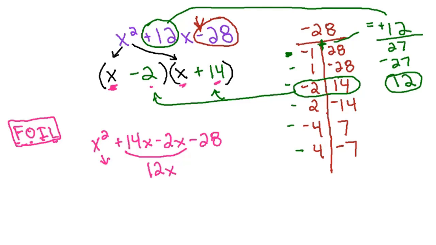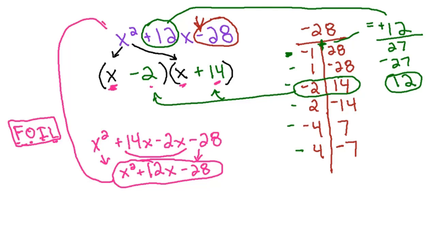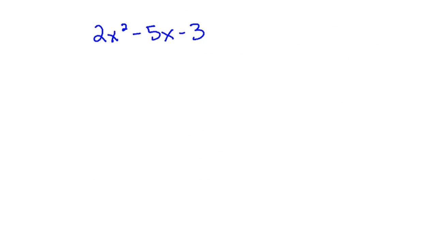And then you just bring these down. X squared, negative 28. So is this the same formula that you started out with at the beginning? It sure is. So we know we did that right. So we know that parentheses x minus 2 times parentheses x plus 14 is the factored version of the problem that we were given in the first place.